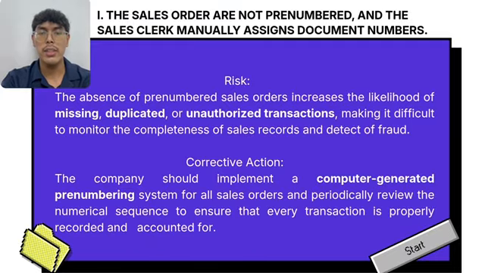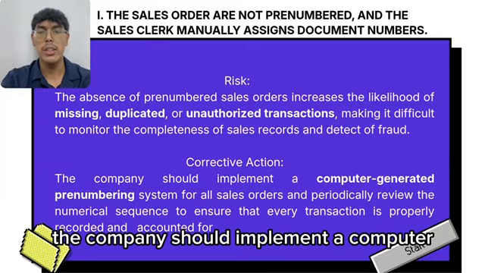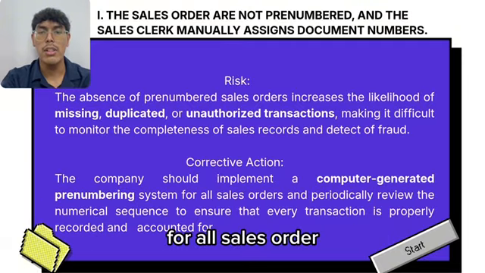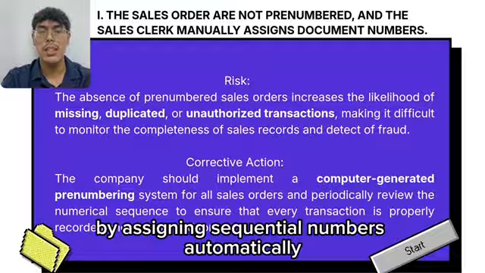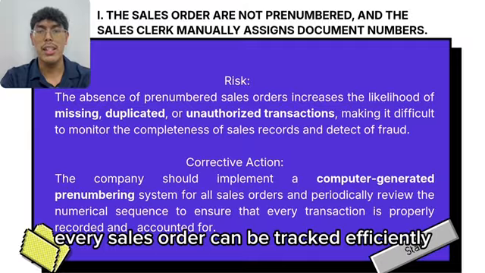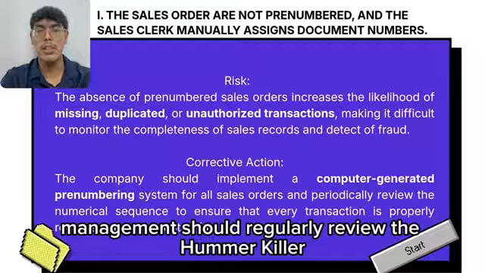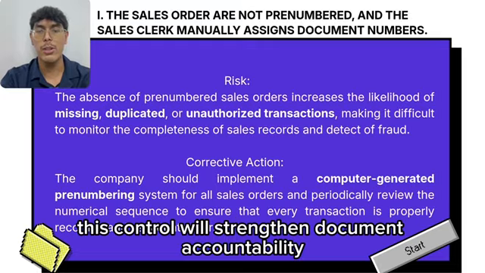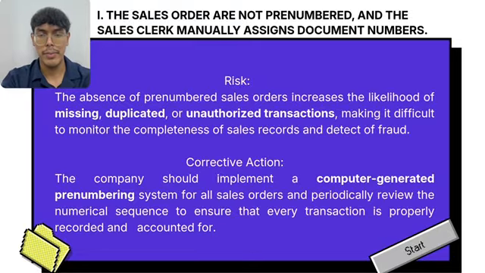To address this issue, the company should implement a computer-generated pre-numbering system for all sales orders by assigning sequential numbers automatically. Every sales order can then be tracked efficiently. In addition, management should regularly review the numerical sequence to ensure that no documents are missing or duplicated. This control will strengthen document accountability, improve record accuracy, and reduce the risk of fraud and errors.